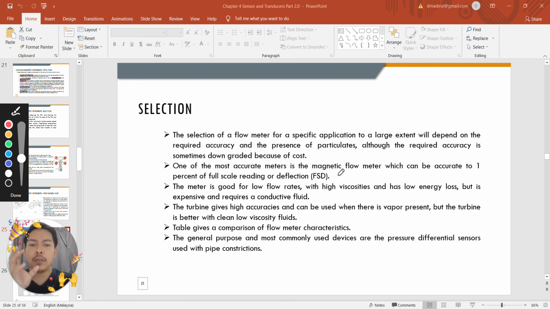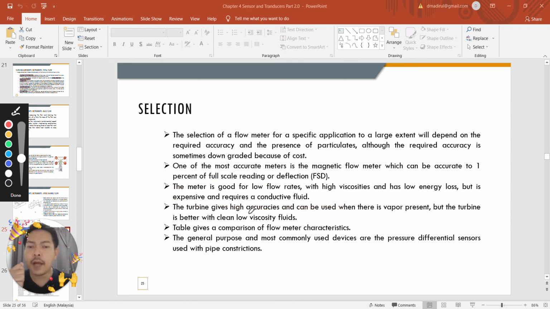One of the most accurate methods is the magnetic flow meter, which can be accurate to 1% of full scale reading or deflection, or FSD. The magnetic flow meter has very high accuracy compared to the other flow meters. The meter is good for low flow rates with high viscosity and has low energy loss, but it is quite expensive and can only be used in a conductive fluid.